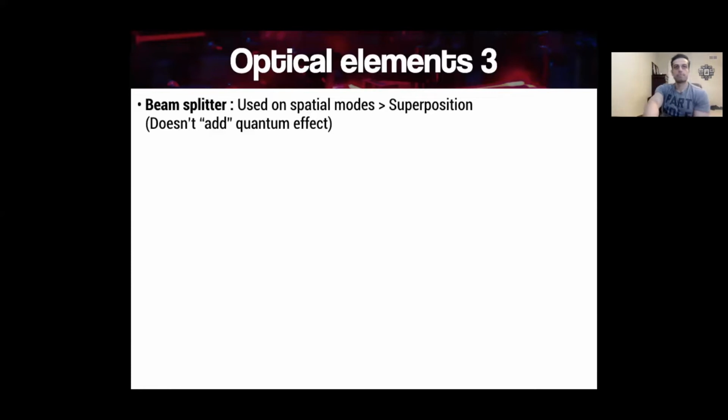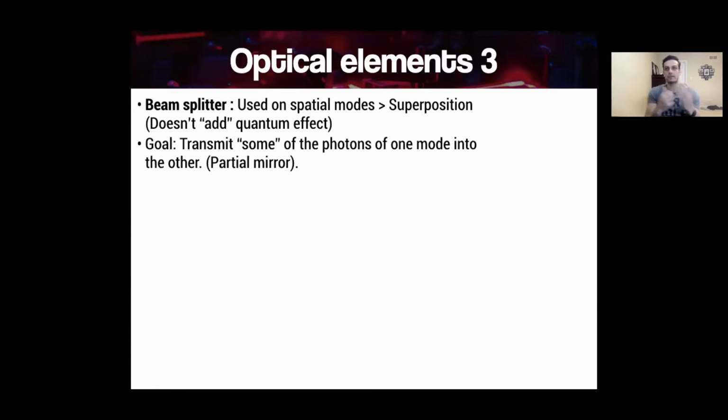Okay, beam splitters. Beam splitters are another tool. We're going to see how they're used on spatial modes, and they can create superpositions. Okay, so this is the last time I say this, but it's not that the beam splitter does some magical quantum thing and creates a superposition state. If I put coherent light through a beam splitter, I would just get coherent light out.